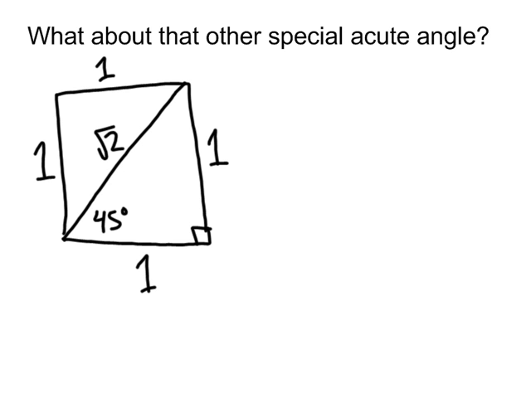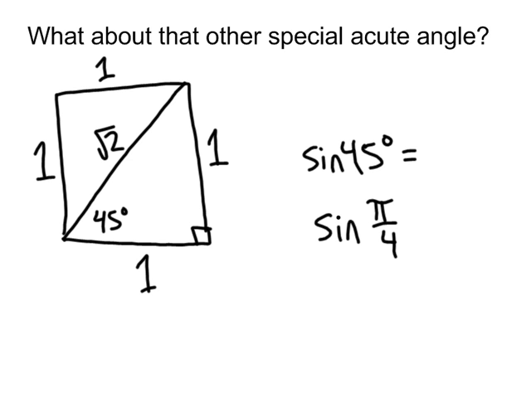So I hope you could agree that you could find the trig functions of that 45-degree angle given this picture. So for example, we would say sine of 45 degrees, or if we do it in radians, sine of pi over 4 radians equals opposite over hypotenuse, 1 over root 2.